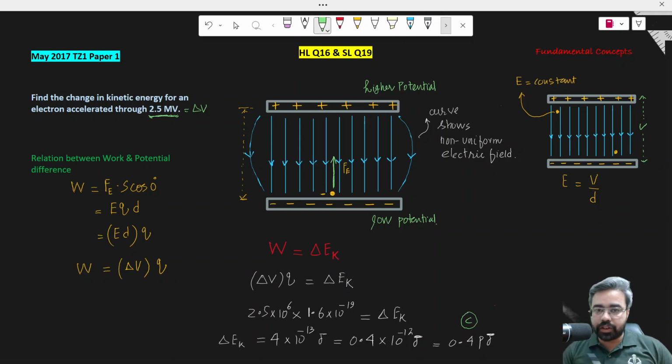This 0.4 picojoule means that whenever the electron traverses the distance across which the potential difference is 2.5 million volts, this much energy will be the change in kinetic energy. Now this doesn't mean that it will gain or lose kinetic energy. It totally depends on the direction of the electron. If it is accelerating towards the higher potential, then it will be a gain of kinetic energy; otherwise it will be a loss of kinetic energy.